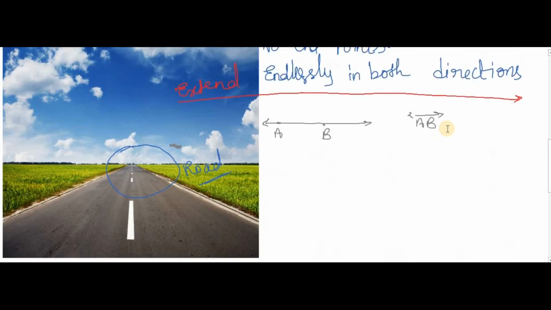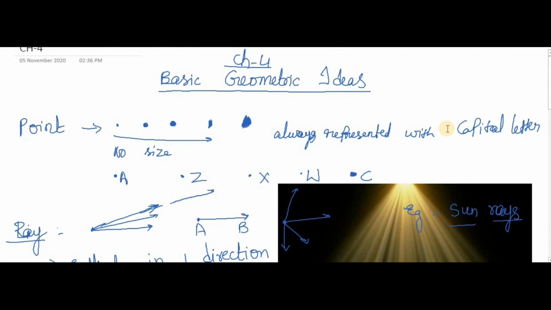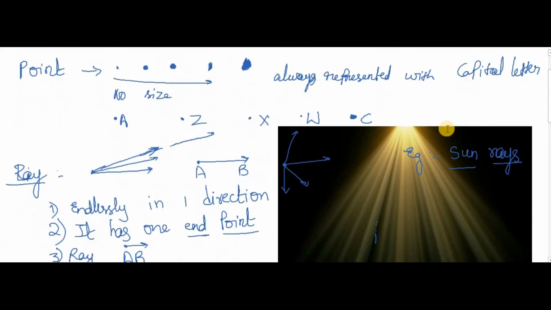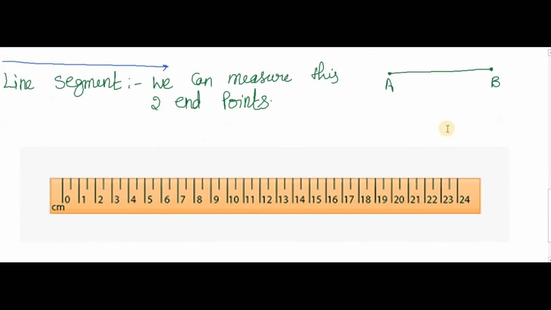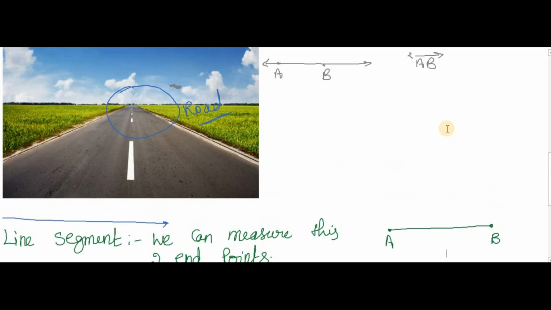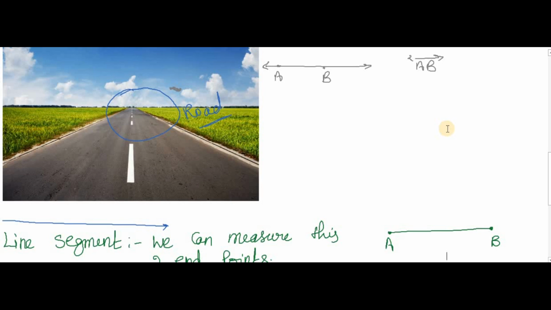Okay friends, in this class we learned what the different types of lines are, what we mean by ray, point and straight line, and the real life examples of point, line, line segment and ray. Okay students, try to find other examples for line segment and ray, and please comment in the comment section.